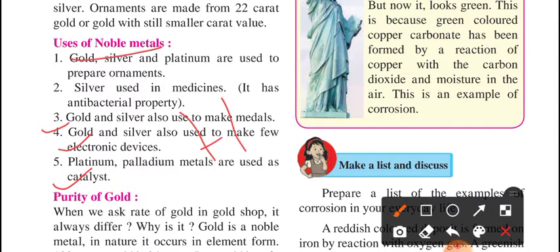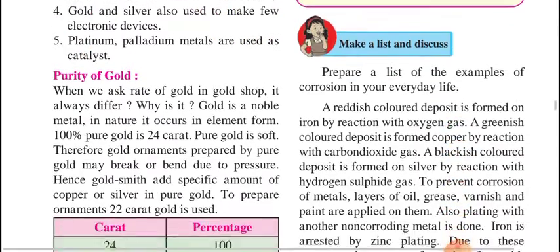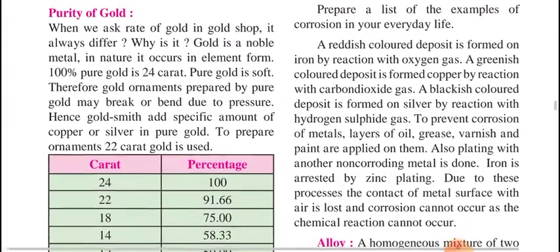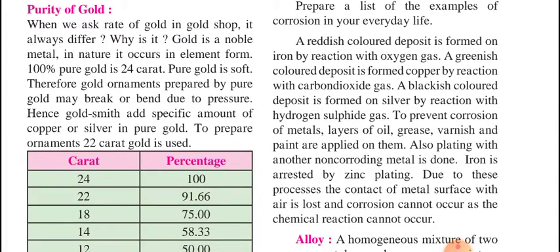This is also a part of your homework. You have to write the uses of noble metals. Okay. Now next, purity of gold. Whenever we go to goldsmiths, we observe whether they are selling pure gold, or whether they are adding some impurity in it. So we are going to check it out. Okay, so we can check the purity of gold also, when it is pure and when it is impure.